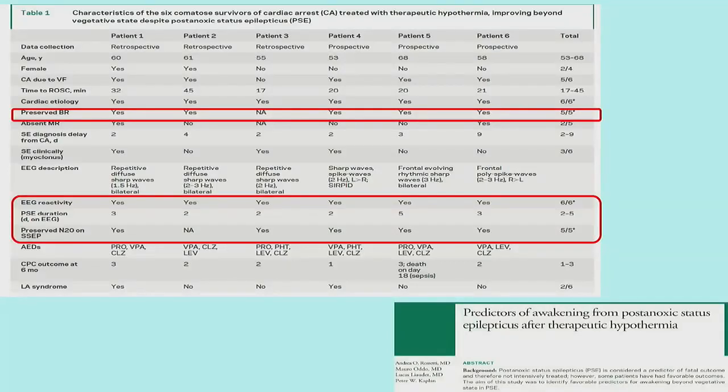And the things that I highlight here are that all of these patients had preserved brainstem reflexes. All of these patients actually had EEG reactivity. Not only was the EEG continuous and not burst suppression, the EEG was reactive to external stimuli before the status epilepticus developed. So this is a different animal, and all of these patients had cortical responses on the evoked potentials as well.